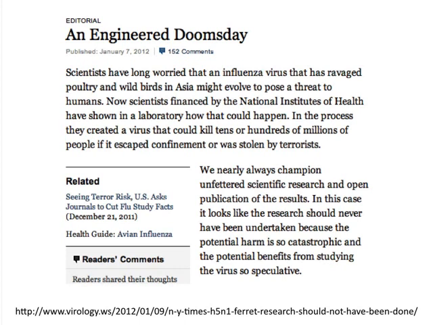Look what they said here. In the process, they created a virus that could kill tens or hundreds of millions of people if it escaped confinement or was stolen by terrorists. This is an absurd statement. I mean, I wrote them a letter, of course, but they didn't publish it. So I have some friends, they did not publish my letter. No.